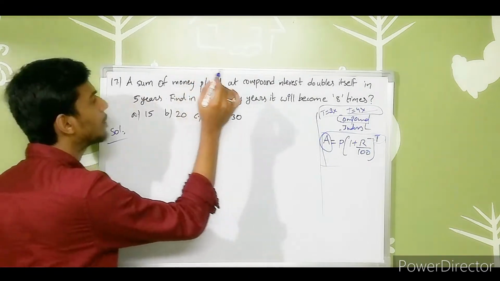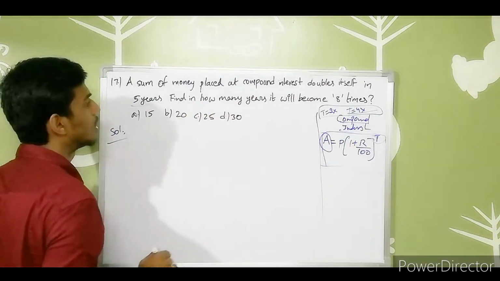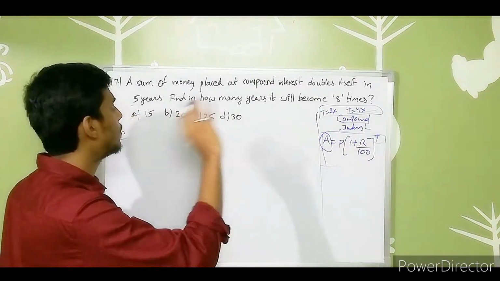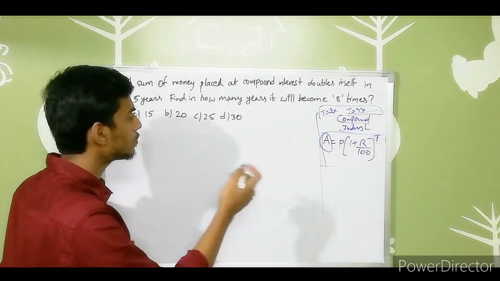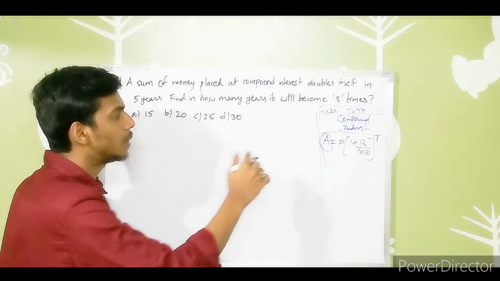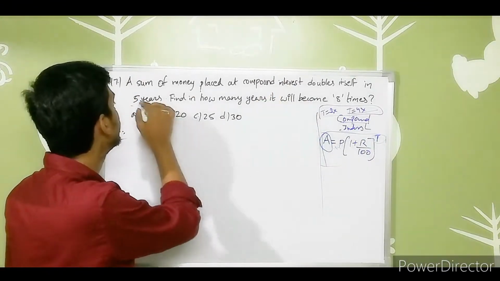So the sum of money placed at compound interest doubles itself in 5 years. That means, guys, they placed a sum of money for compound interest. We don't know the money, right? That is the principal amount we are giving to the person. It doubles itself in 5 years.